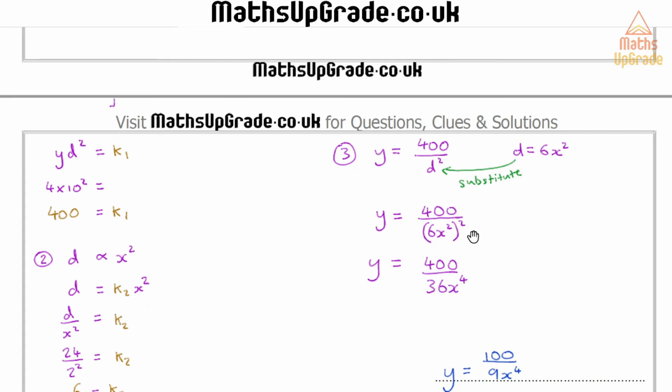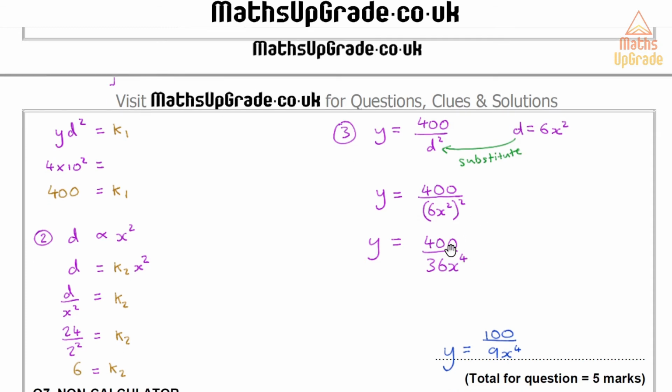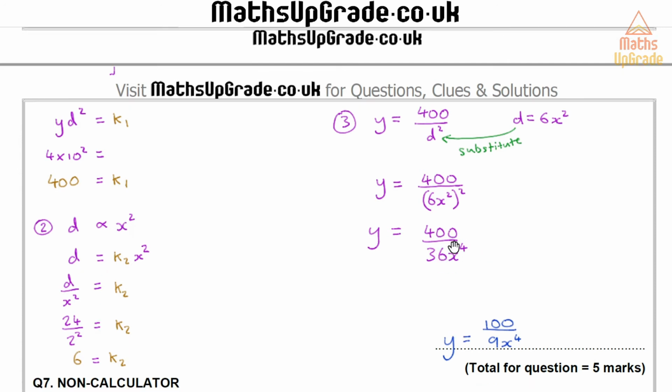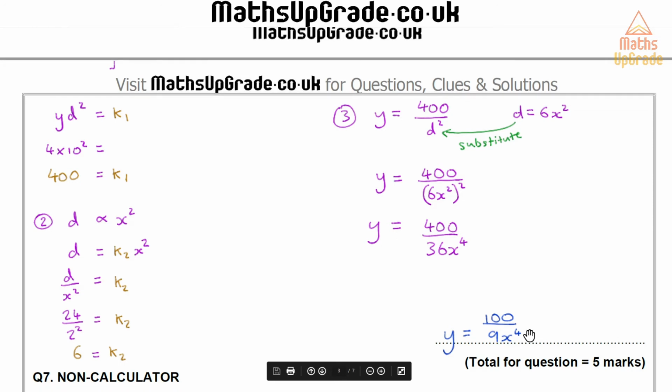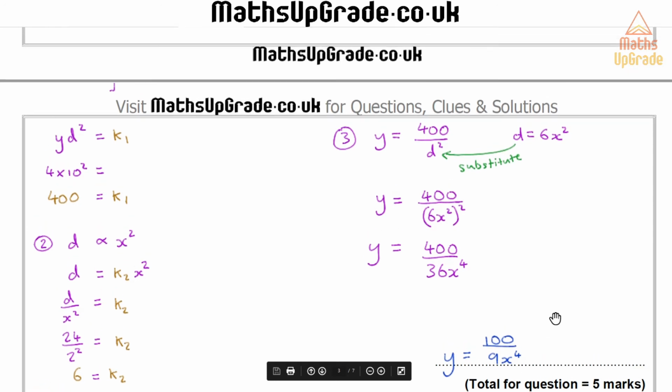If you're not sure why that is, be sure to check my video on index laws. So y equals 400 divided by 36x to the 4. If I cancel this fraction down, simplify it by dividing the top and bottom by 4, I'll get 100 over 9x to the 4. So y equals 100 over 9x to the 4, and that is my 5 marks for that question.